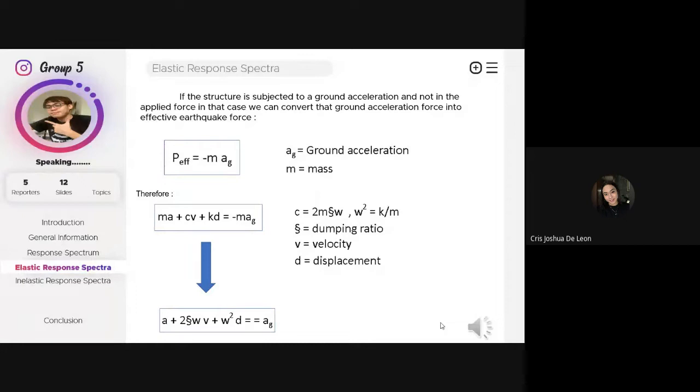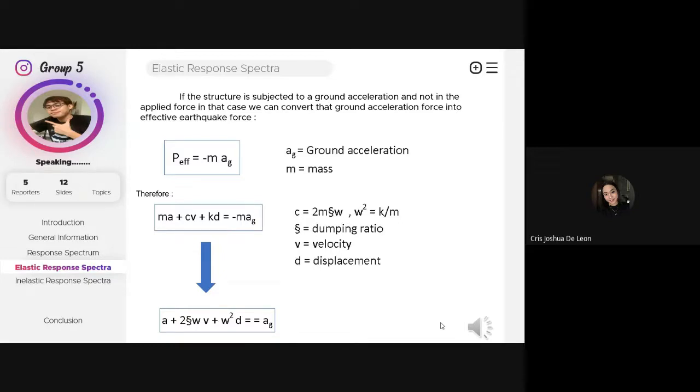Kapag daw yung structures ay subjected lang siya sa ground acceleration force which is produced nga dun sa earthquake, ang magiging formula daw ay P effective equals to negative M times AG, where AG is the ground acceleration, M is equal to mass. Therefore, yung equation kanina, magiging MA plus CV plus KD equals to negative MAG. Papalitan lang yung P force kanina, mawawala lang siya.